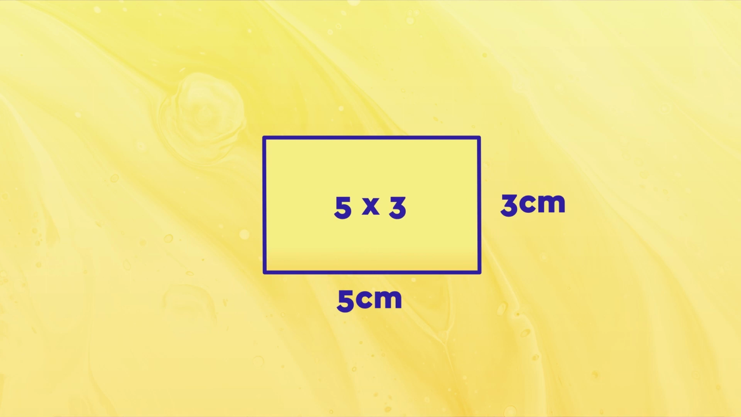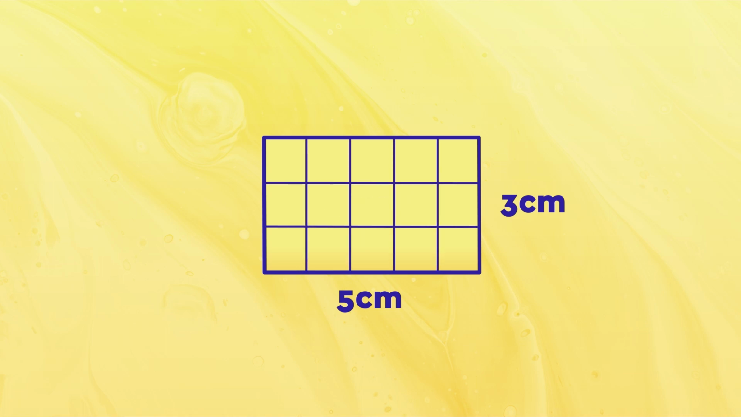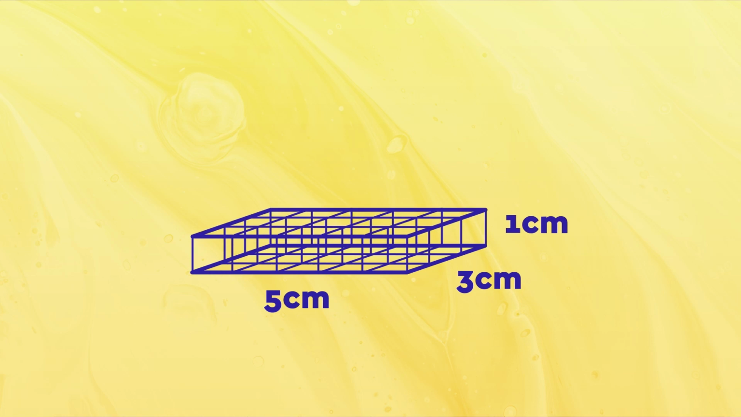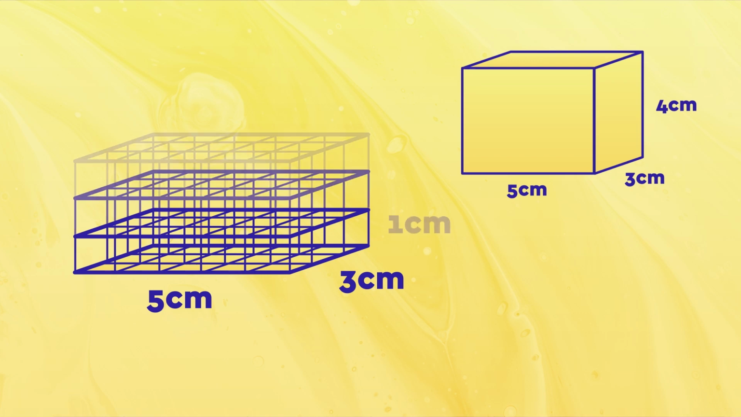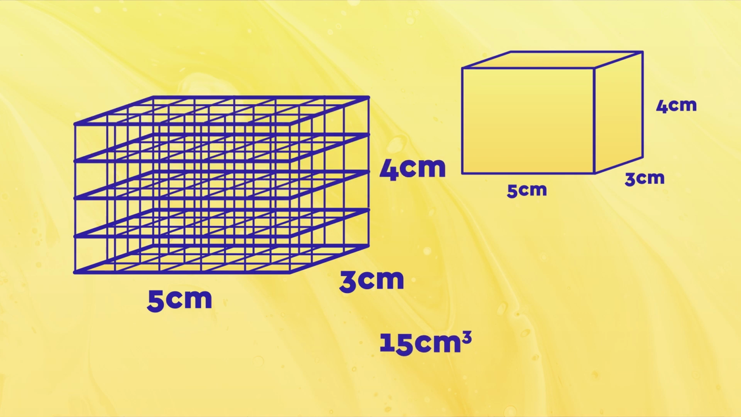5 times 3. We know the area of the base is 15, so we can divide that up into 15 2D squares. Now let's make them 3D squares 1 centimetre high. The volume of this layer is 15 centimetres cubed. How many layers fit inside this 3D shape? Well, it's 4 centimetres high, so 4 layers. So 15 centimetres cubed times 4, which equals 60 centimetres cubed.